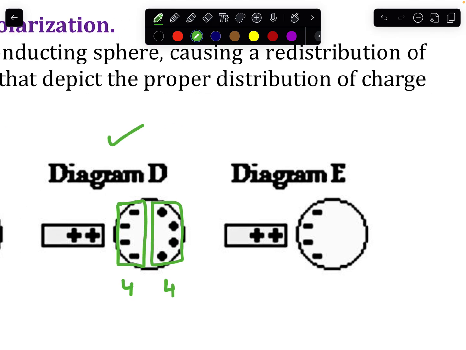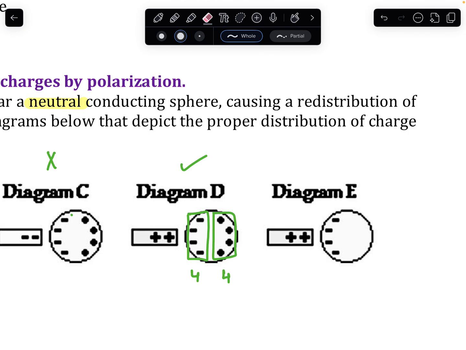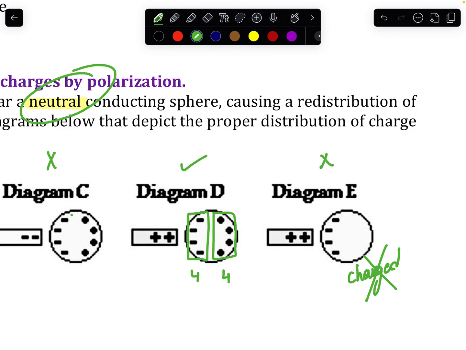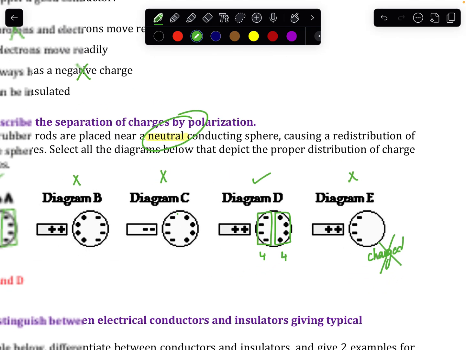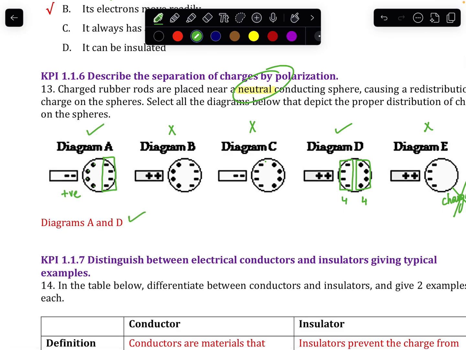Diagram E is not really okay. Positives attracted the negative, but here I have nothing. The statement says that we have a neutral conducting sphere. It doesn't make it charged. So this sphere is charged. So no, it doesn't make it charged. So only A and D were okay.